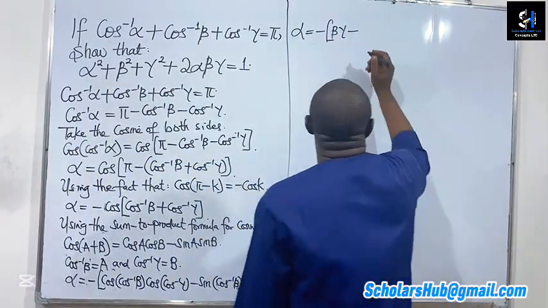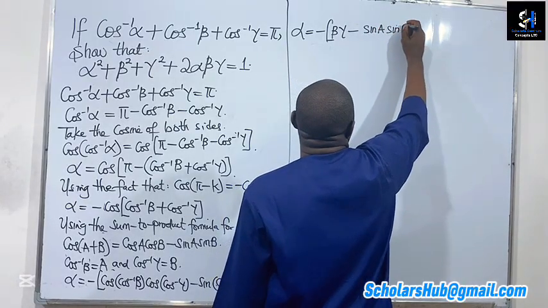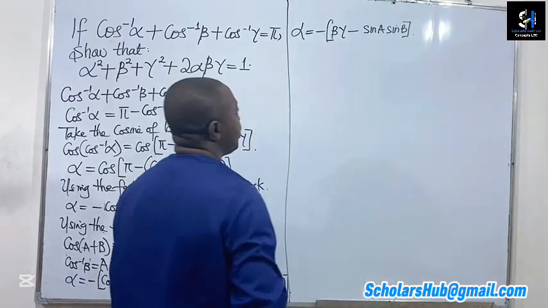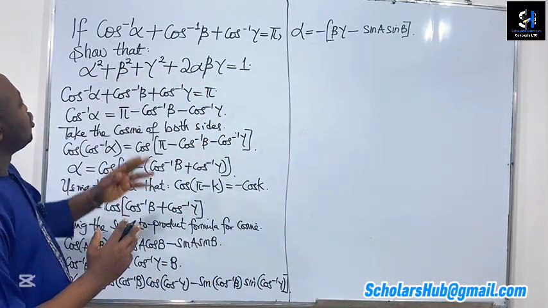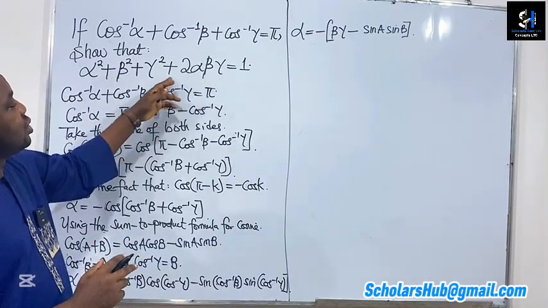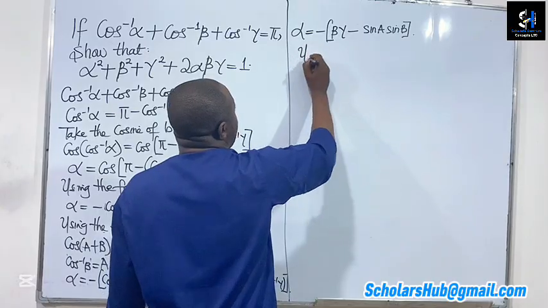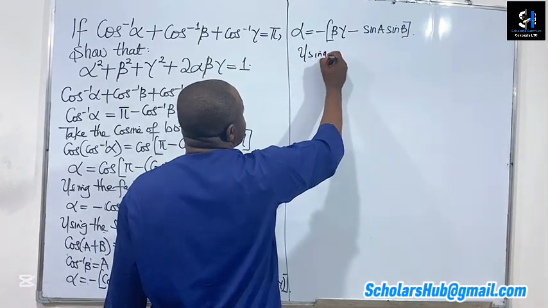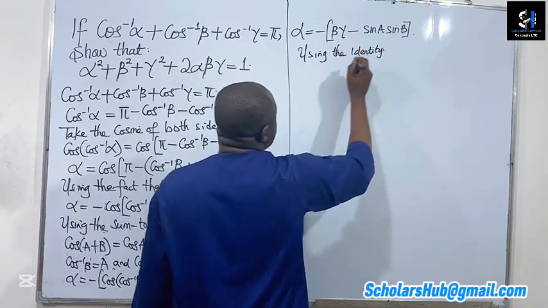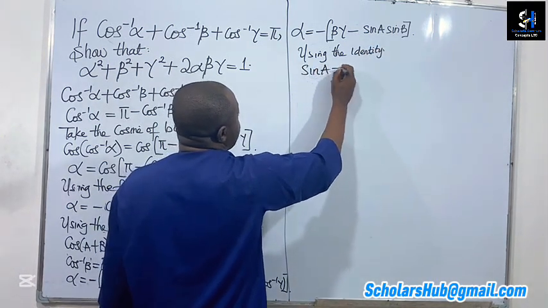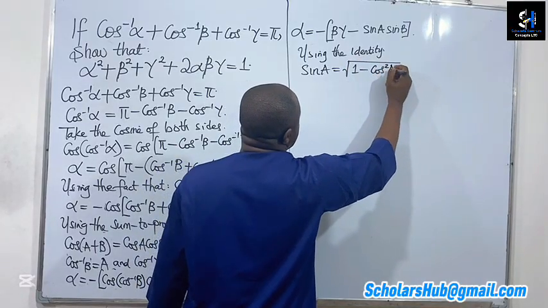So in this case, this will be sine A multiplied by sine B. Now let's not forget that our goal is to show that this expression is equal to 1. So what I will do in this case is use the identity sine A equals the square root of 1 minus cos²A.